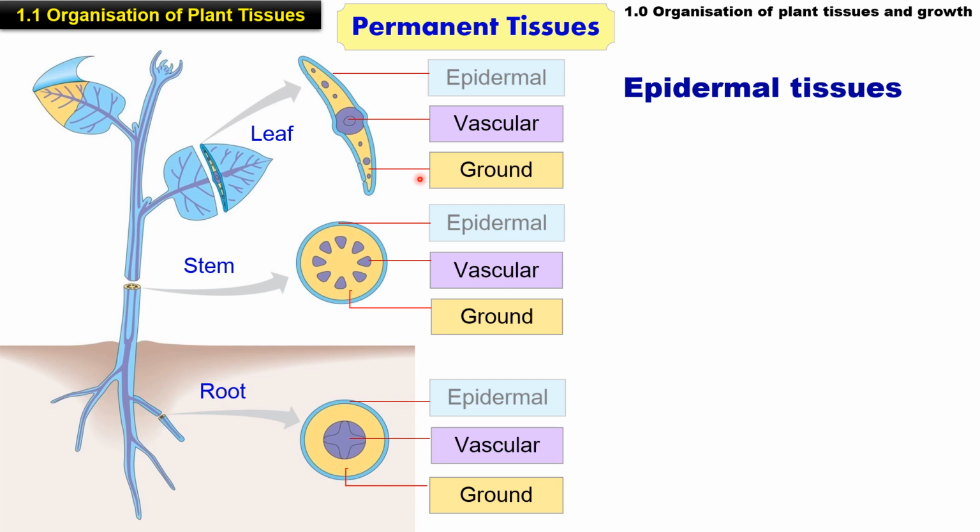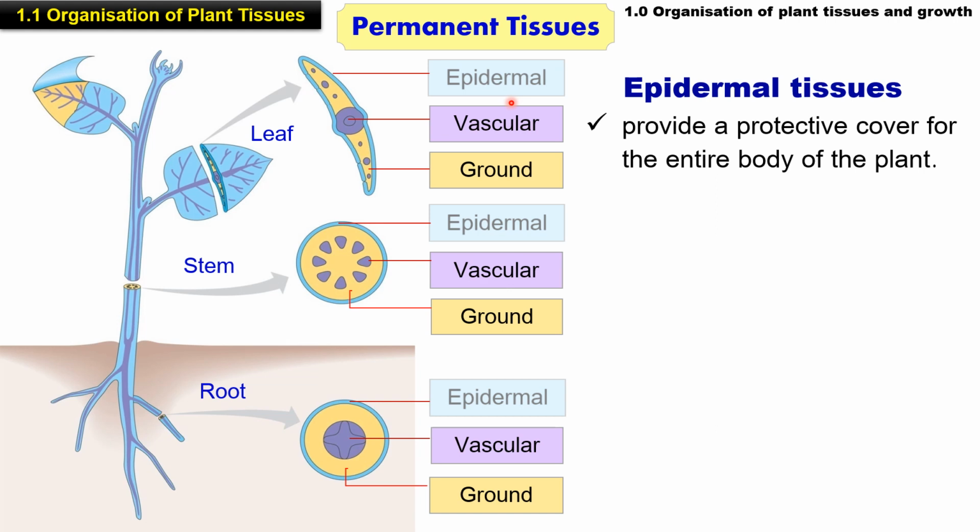Alright, so we will go to the epidermal tissue. Yang ini tak payah salin. Just for your information lah. Enough already. If you know where is the epidermal, vascular, ground, cukup. Then we look at this, focus here in the slide. Epidermal tissue, because it is located outer part, bahagian luar, it will give protection. It will provide a protective cover for the entire body of the plants. It's like a skin for the plants.